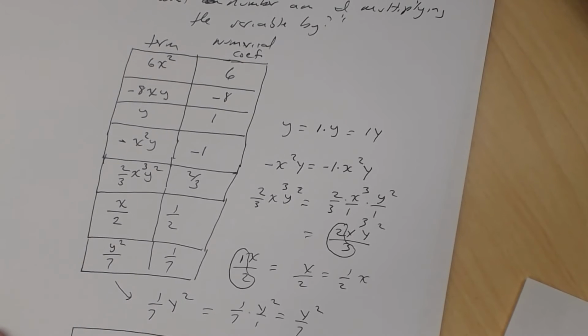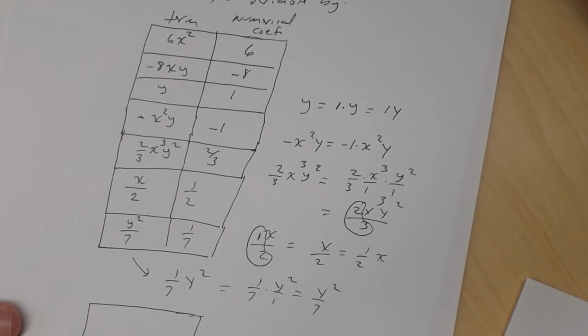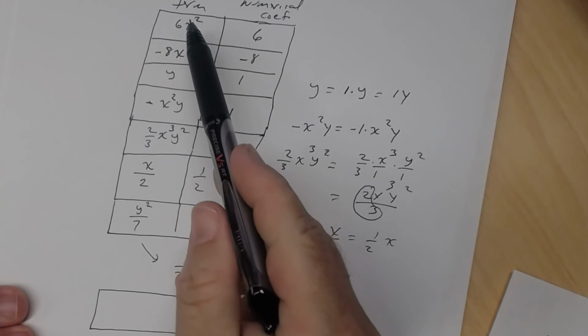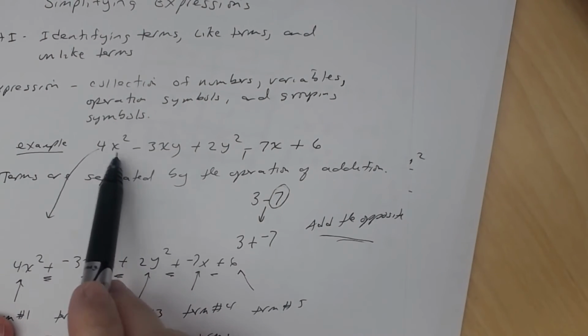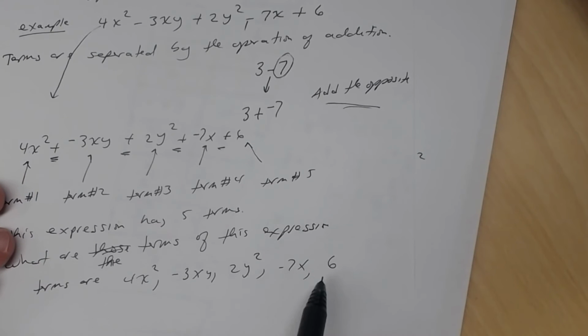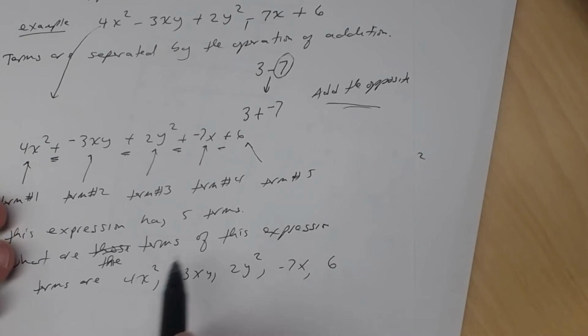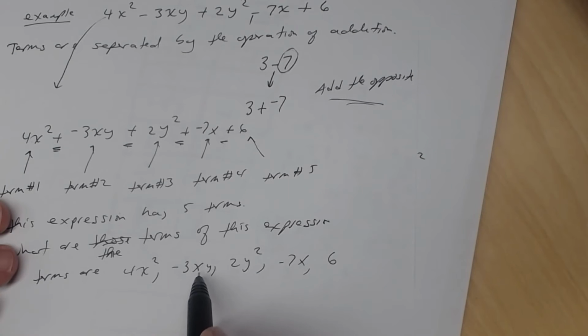Okay, so still dealing with terms and numerical coefficient. Now you see how all of these had variables in them? And you see right here, when we did this example, this term did not have a variable in it. All the others did. This term had the variable x raised to the second power. This term had the variables x, y, both raised to the first power. This term had the variable y raised to the second power. This just had the variable x, but this one right here does not.